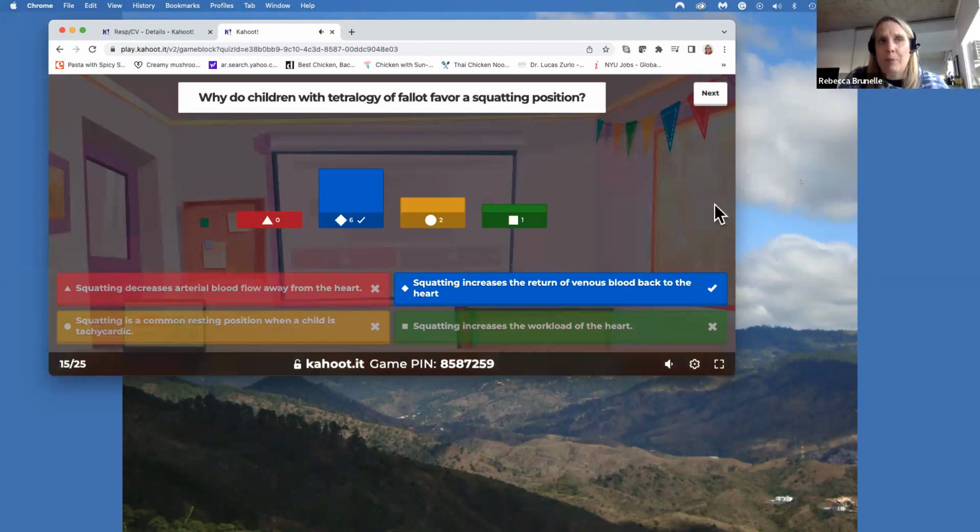All right, good job. So this increases the venous return back to the heart, so then they have more blood that can go to their lungs. This is something you want to make a note of. This is why they squat like that. It increases their venous return.